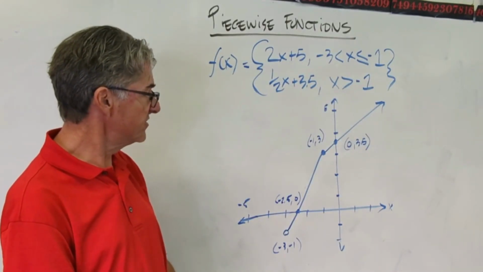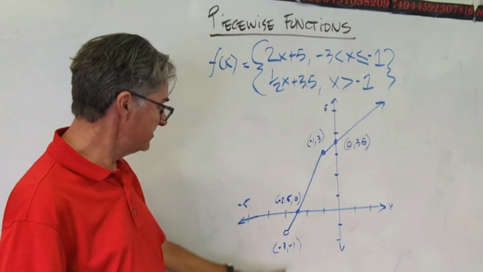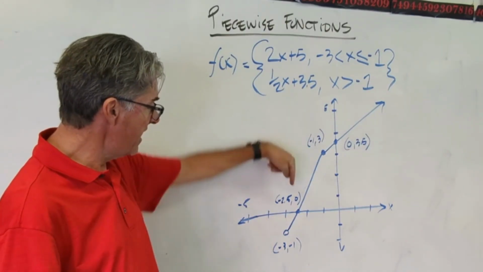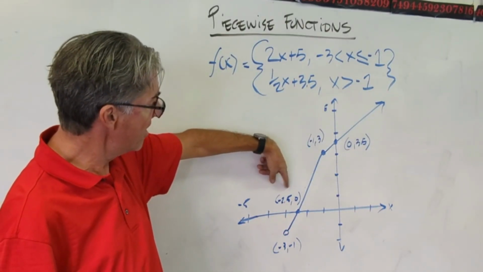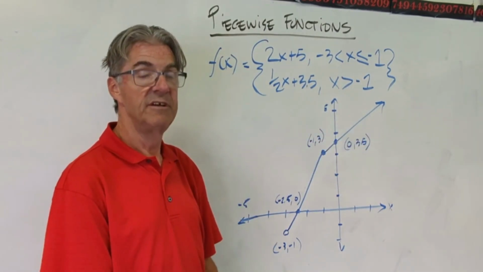So that captures that. Now to be thorough with my graph, I labeled my obvious points. So I have minus 3, minus 1, I have minus 2.50 there, I have negative 1, 3 there, and then I have my y-intercept for my second function there.